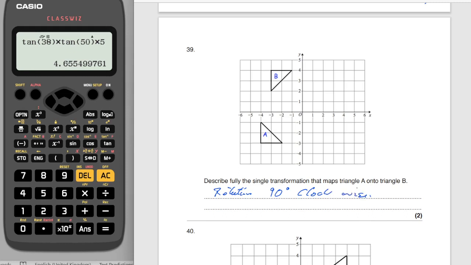Then I'm looking for the point of rotation, and to do this you might need to get some tracing paper out if you're not particularly confident. I tend to try and find a point where I can, so that would actually work. So it's about the origin.